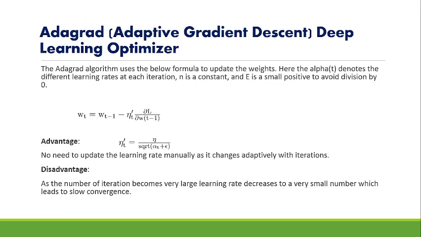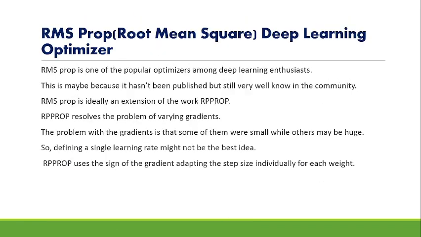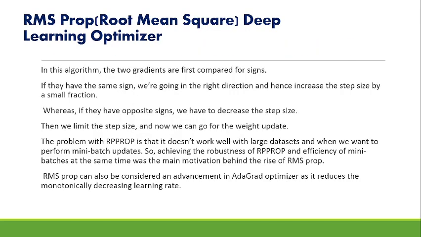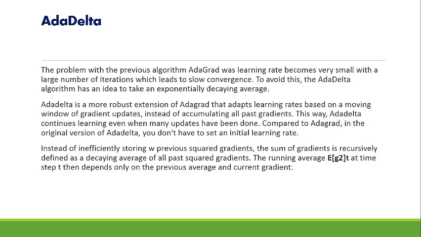Similarly there are others also: AdaGrad, Adam, RMSProp, AdaDelta. These are some of the other deep learning optimizers which are used for training the algorithm. So majorly we will concentrate on batch gradient descent, stochastic gradient descent, and mini batch gradient descent.